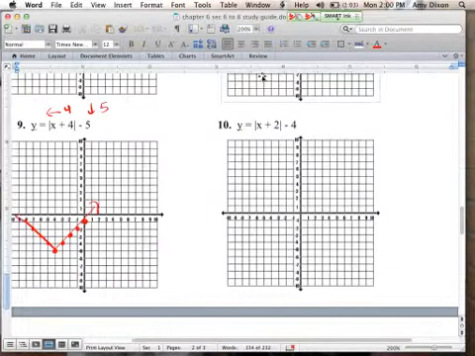So here you have to take care of two shifts at one time. Same thing on number 10. Number 10, it tells us to go left 2 and down 4. So we're going to go left 2, down 4, start our V. And we have our graph. So some of these you may have to shift a couple of ways. The important thing on these guys is for sure to remember that if the number is inside the absolute value, go left or right. If it's on the outside, go up or down.